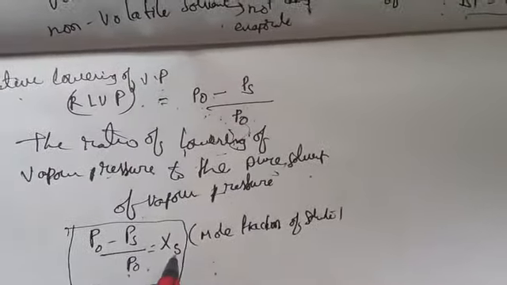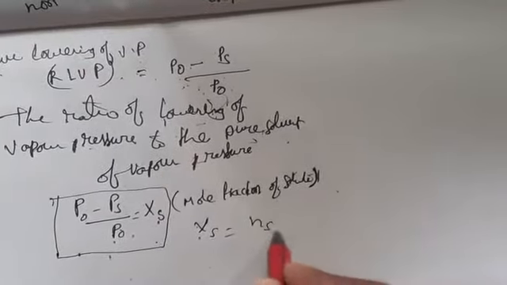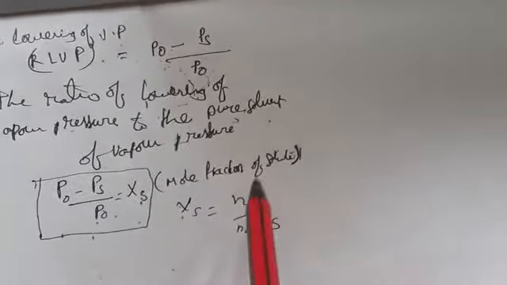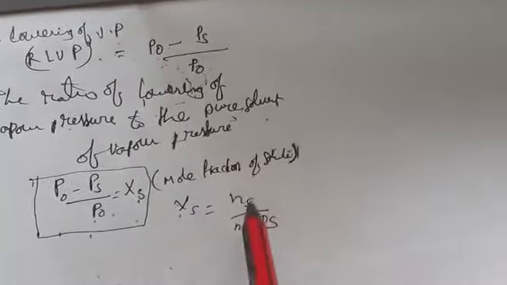We have seen the mole fraction definition. XS I have written, so what do we have to write? XS is equal to NS by N0 plus NS. Okay, NS is the number of moles of solute, and N0 is the number of moles of pure solvent.